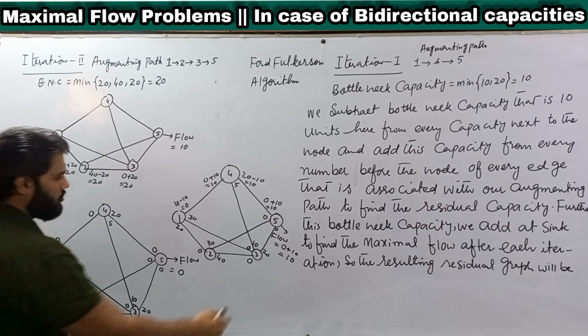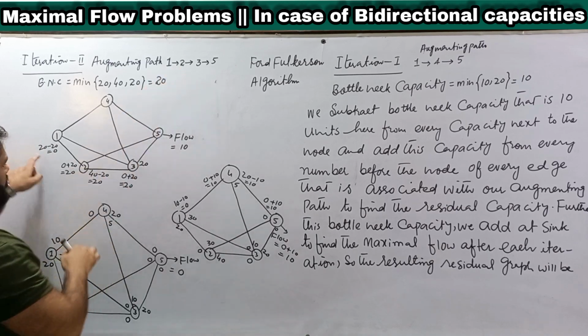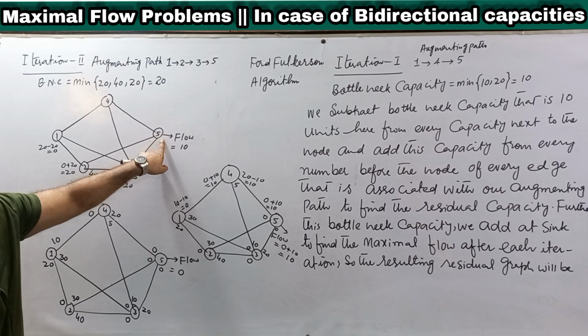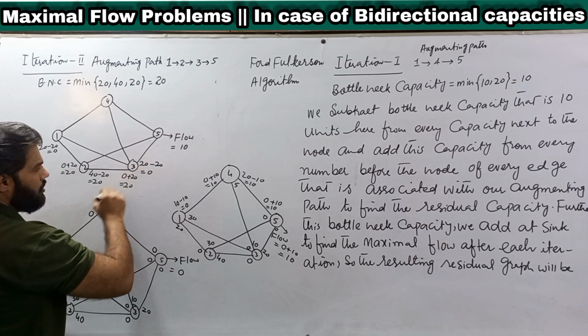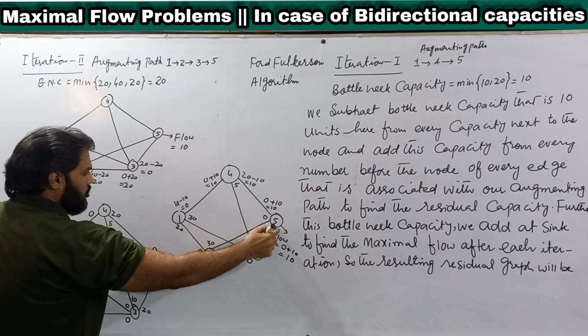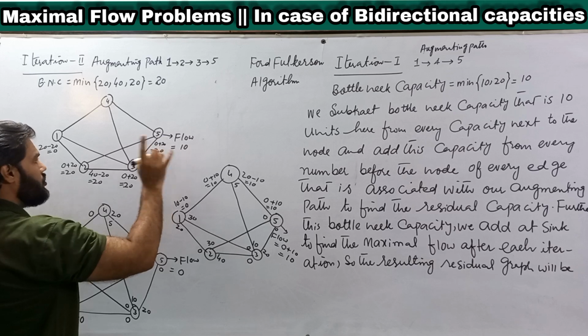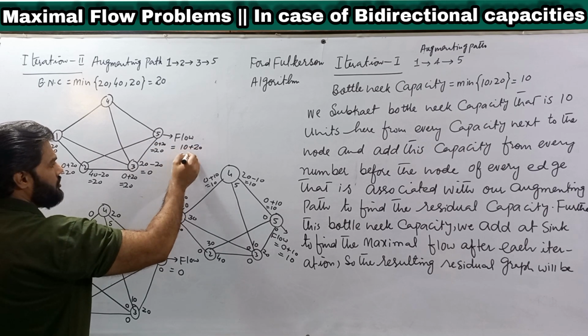At node 3, this is 20 here. The path is 1 to 2, 2 to 3, 3 to 5. This is our last edge of our augmenting path. 20 minus 20 is equal to 0. And here the number is 0; 0 plus 20 is equal to 20 here. Now the maximal flow after this iteration will become 10 plus 20, which is equal to 30 units.